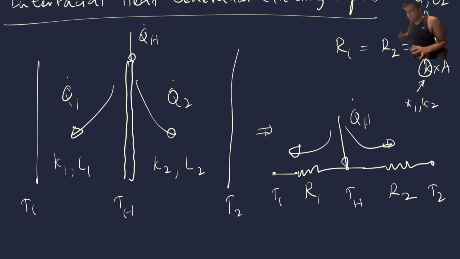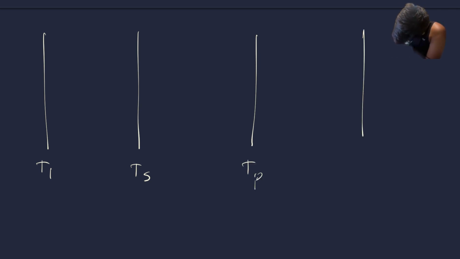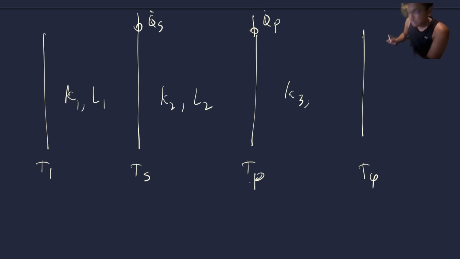Interesting, guys. Now let's go through something called guarded heating, or thin film heaters, two of them here. Let's have the first surface T1, second surface at a temperature Ts, third surface at a temperature Tp, and finally the surface at temperature T4. Here the heat enters at Q dot S flux and Q dot P flux. These are respectively the heaters. Then you have the composite wall K1, L1. Here you have K2, L2. Here you have K3, L3.